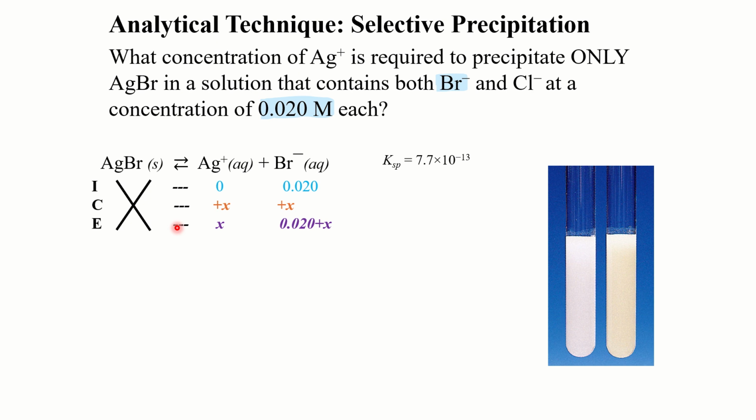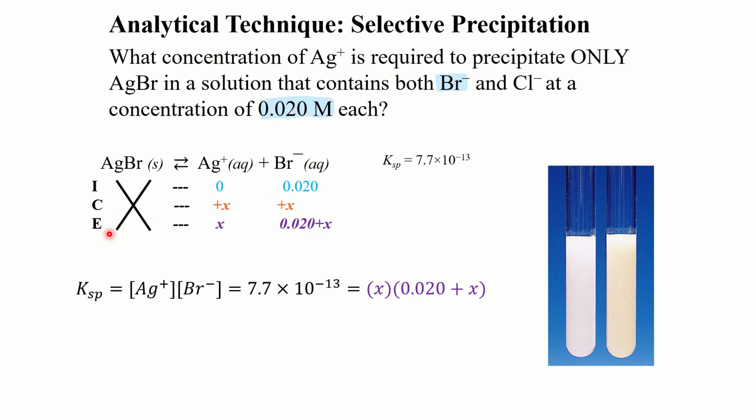This time, I'm just going to go ahead and X out the AgBr. We don't care about it. Our initial concentration of silver is 0. Our initial concentration of Br-, note here, is 0.020. Our changes are still going to be plus X for each, giving equilibrium concentrations of X and 0.020 plus X.